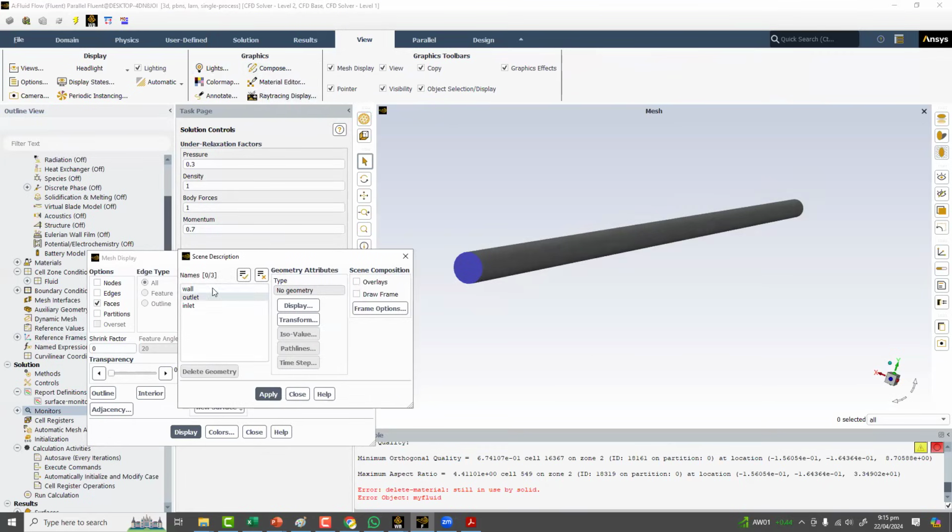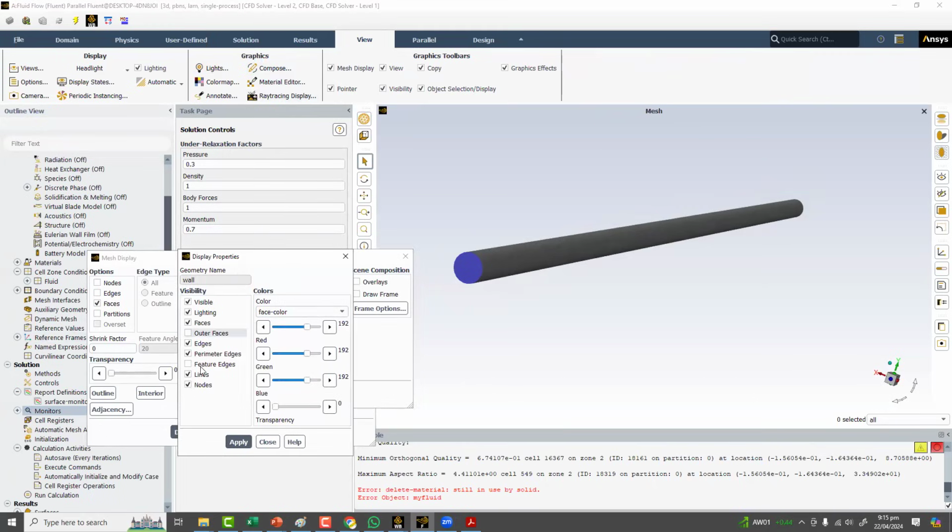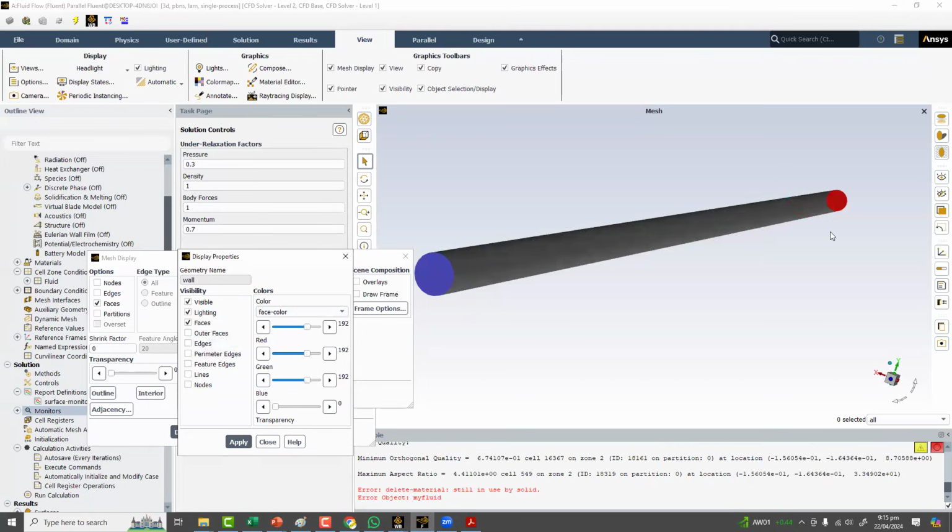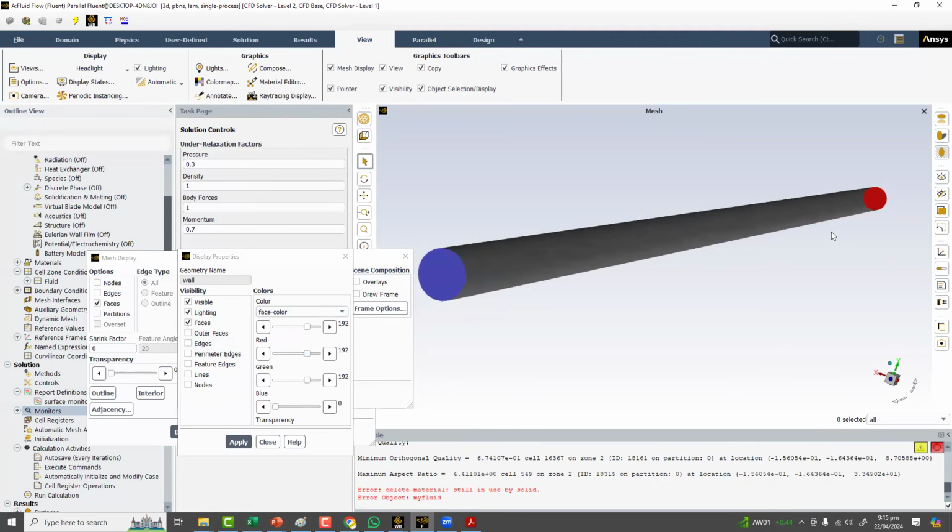So click on compose and you can see the wall condition here. Click on display, and you can show the mesh lines. You can show the outer faces. Outer faces are the faces which are facing you. If you don't select them, they will be hidden from the view, which means you can only see the back side of your geometry, but not the front side. For example, here you can see the front side is not visible. You can see the back side, and that's why you are able to see the geometry from inside.